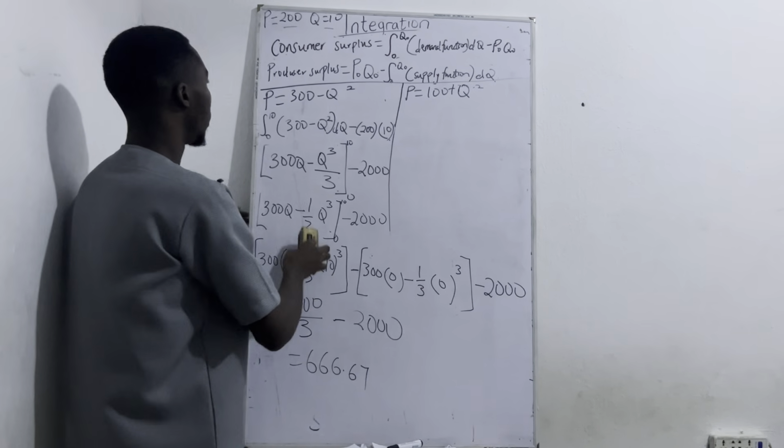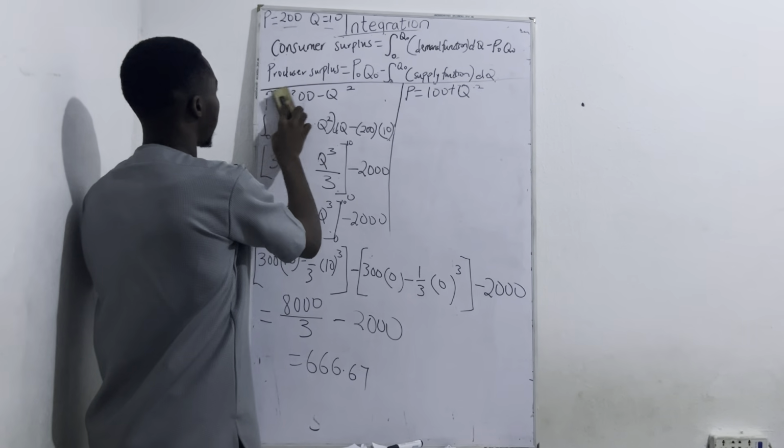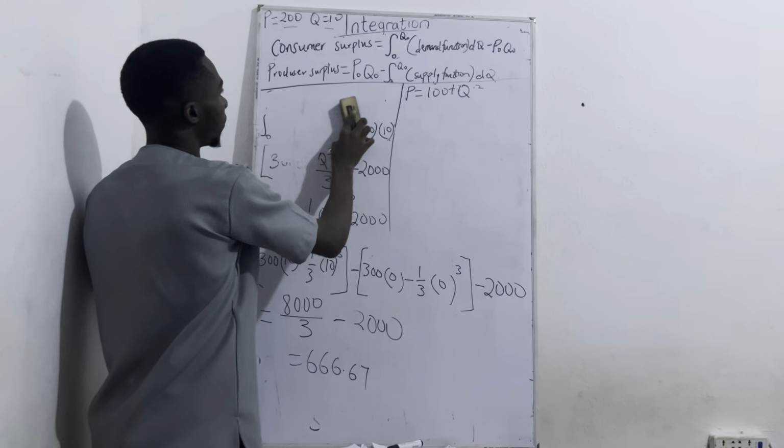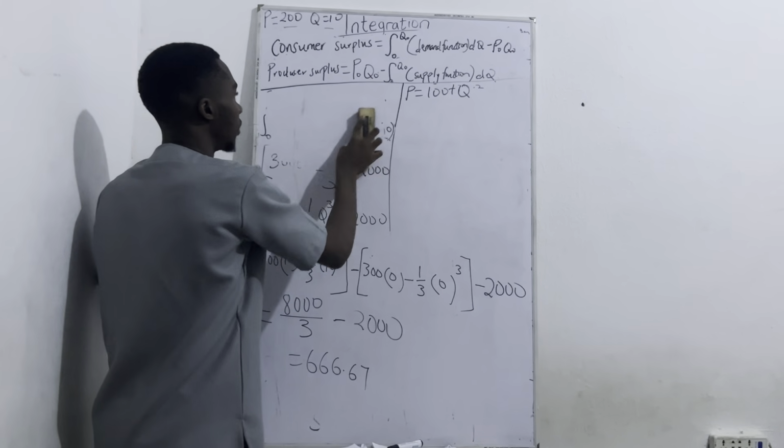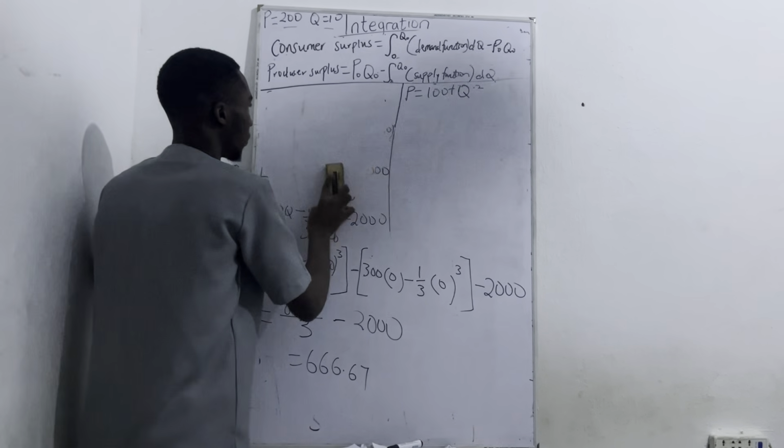Now we can find the producer surplus. For the producer surplus, you're going to use the supply function, which is 100 plus Q squared. That one's also given to us in the question. So yeah.